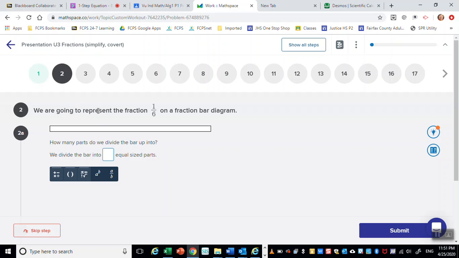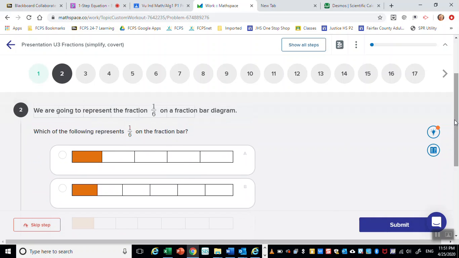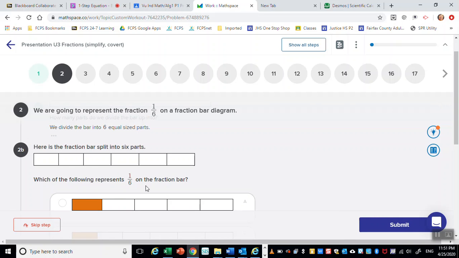We are going to represent the fraction 1/6, 1 out of 6, on a fraction bar diagram, right? So how many parts do we divide the bar into? How many total parts? You need 6, right? So you type 6 parts. So now they divide into 6 parts, right? 1, 2, 3, 4, 5, 6.